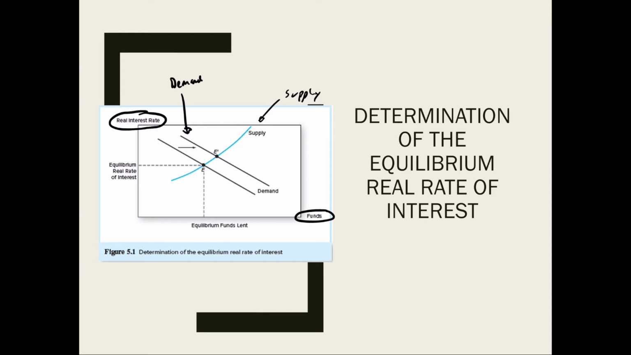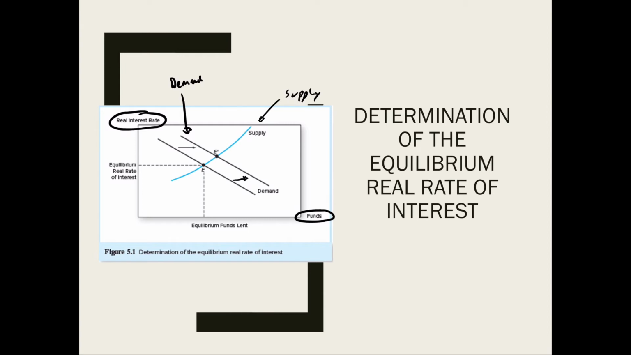And so let's talk about what would happen to the demand and supply curve under different scenarios. So let's say, example number 1, the government will increase their budget deficit. So what happens when the government increases their budget deficit? There is more borrowing that's occurring. So what would happen is the demand curve would shift outward. So what would happen when the demand curve shifts outward?